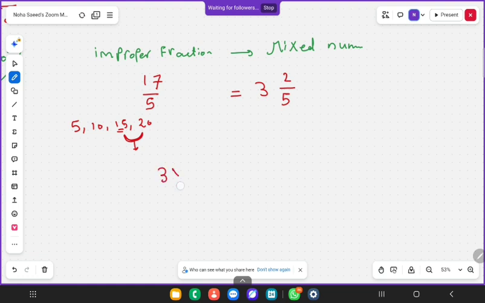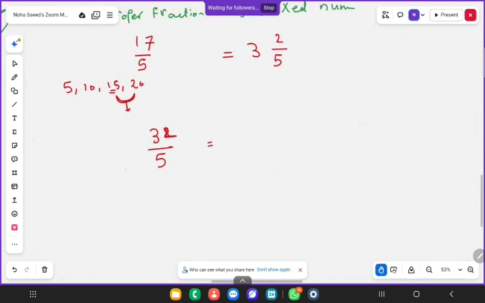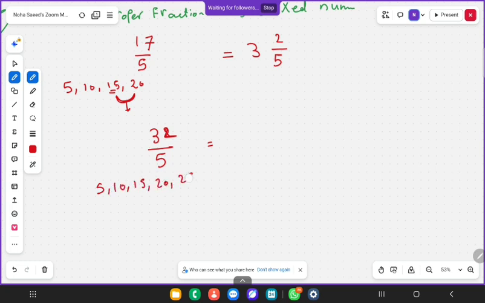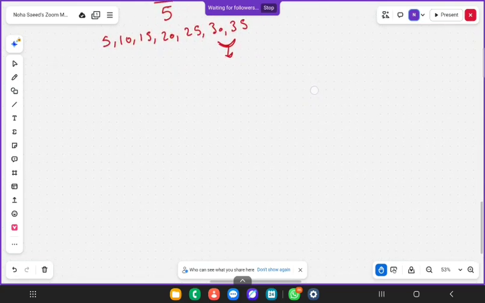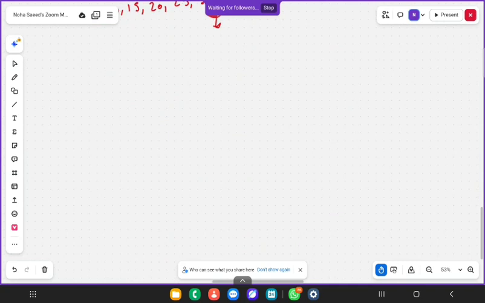If I say 32 over 5. Now I will write the multiples of 5. How? I will write it like that. 5, 10, 15, 20, 25, 30, 35. Stop. 32 is between 30 and 35. Take the least. 30 divided by 5 equals 6. And now the difference between 32 and 30, it's 2. And of course, the denominator is very strong, so I have to put 5 here. Is it difficult? I guess it's not difficult.